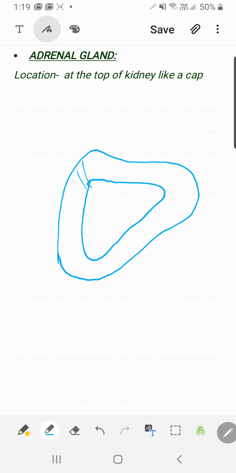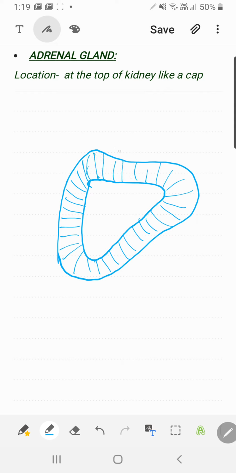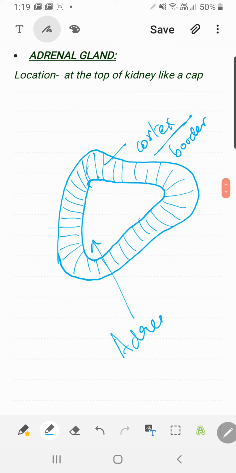So when you slice the adrenal gland, you'll find two distinct areas performing different functions, and they are also controlled by two different things, right? The outer portion is the adrenal cortex. Border is always known as cortex, so adrenal cortex, and the center is always known as adrenal medulla. Center is medulla and the peripheral or border area is cortex. Adrenal cortex and adrenal medulla, right?